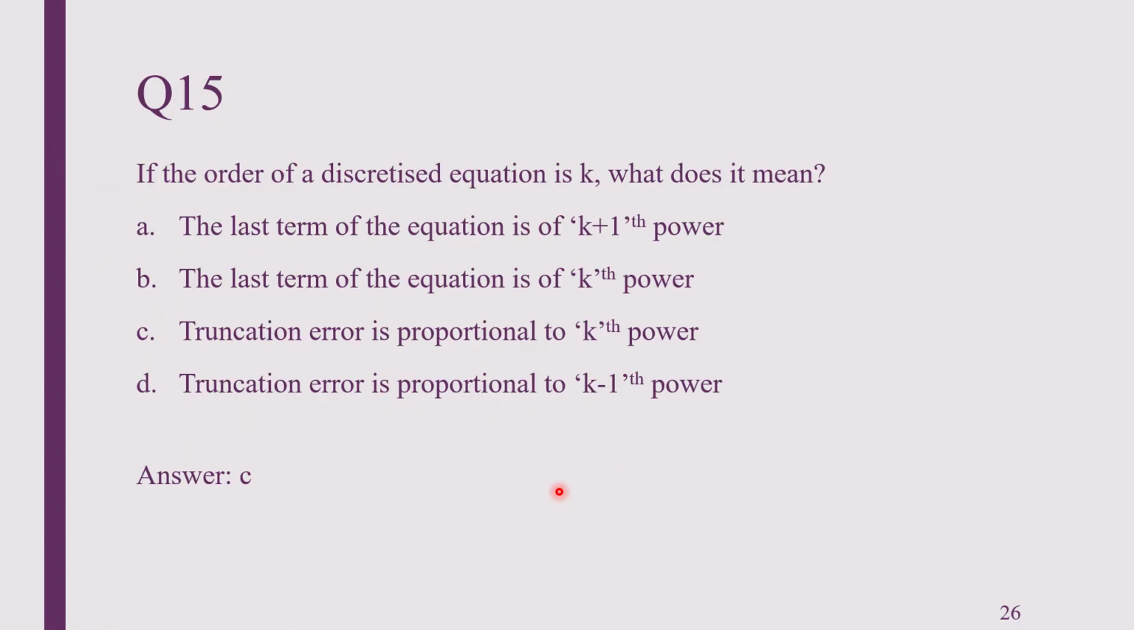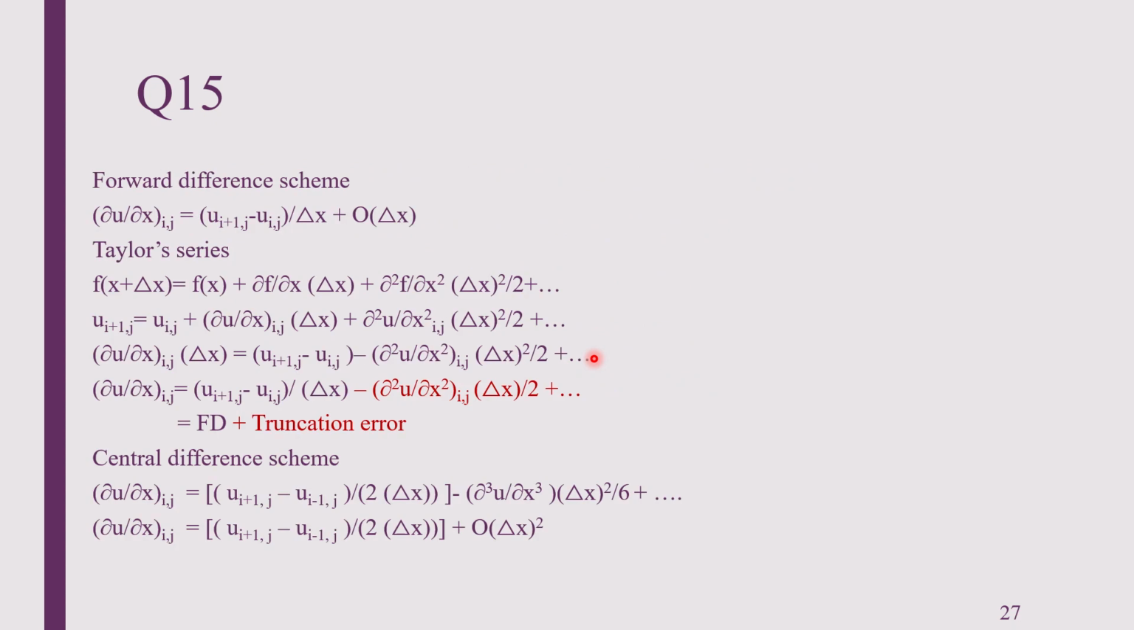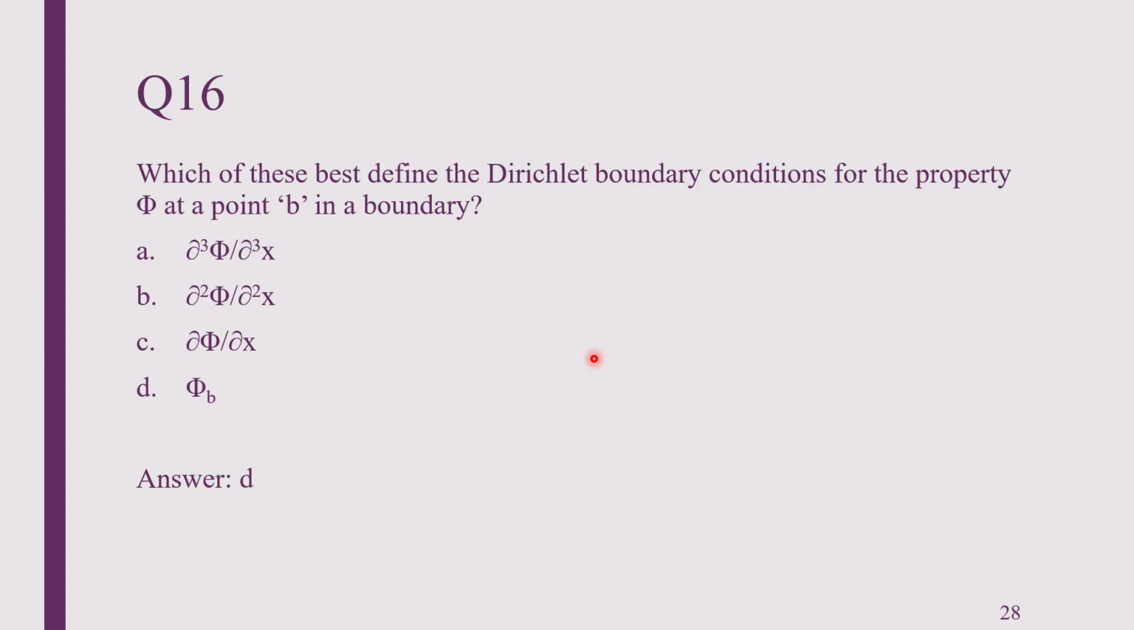So if the order of a discretized equation is k, what does it mean? Truncation error is proportional to the kth power is the right answer. If it is a discretized equation of order k, its truncation error is proportional to the kth power. So this is the answer for this question.